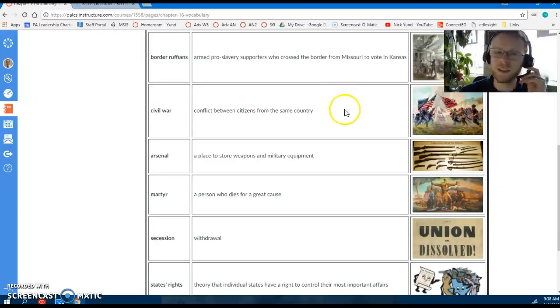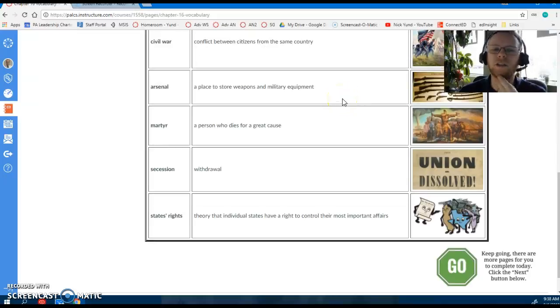An arsenal is a place to store weapons and military equipment. A martyr is a person who dies for a great cause. Usually people think of martyrs in religious terms, like being killed because you're of this religion. In this chapter, it would be in the context of dying for, say, abolition.